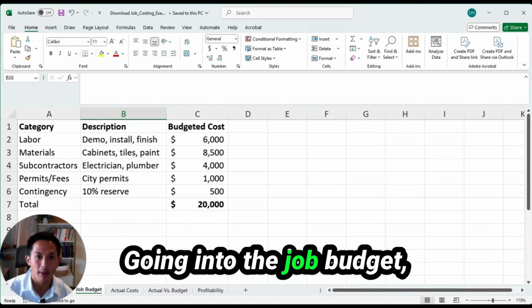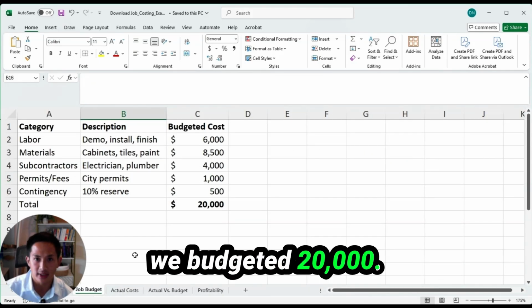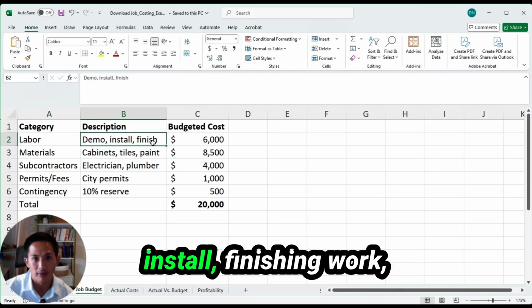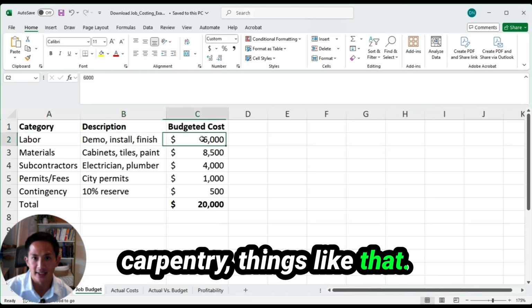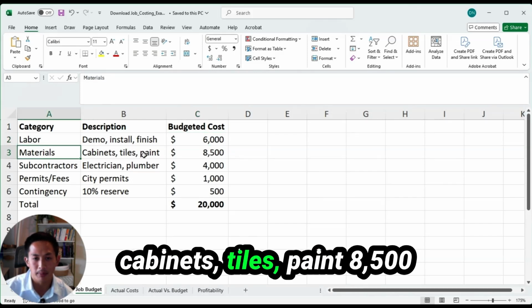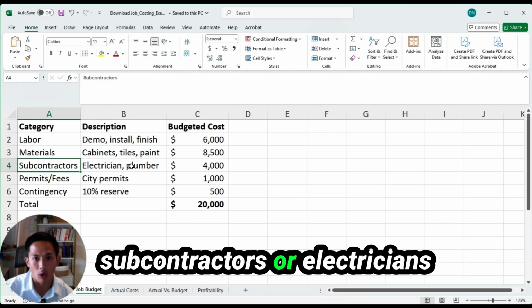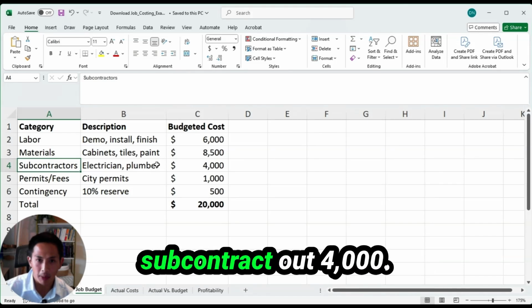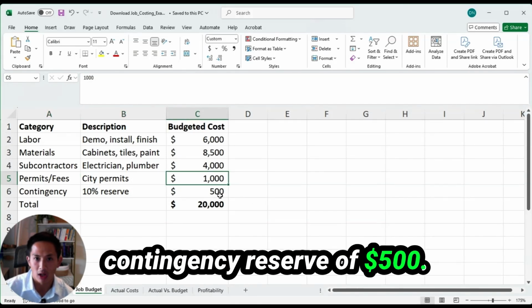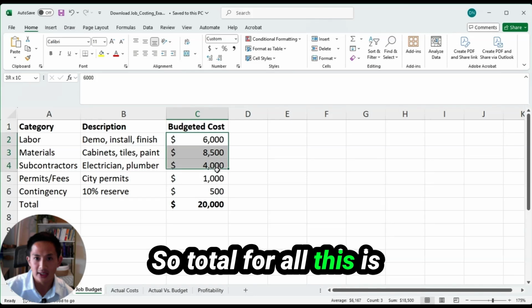All right, going into the job budget, we budgeted $20,000. $6,000 of that is going to go to labor, which is demo, install, finishing work, carpentry, things like that. Materials includes cabinets, tiles, paint, $8,500. Subcontractors, or electricians and plumbers that we subcontract out, $4,000. Permits and fees from the city, $1,000, and a contingency reserve of $500. So total for all this is $20,000.